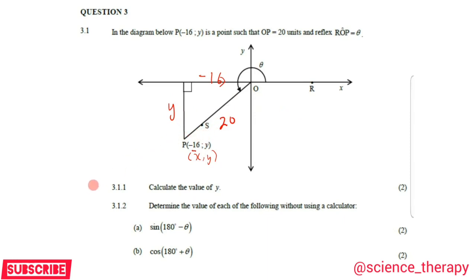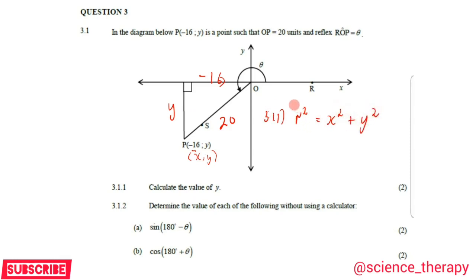Now 3.1.1 says calculate the value of y. As I have indicated in the previous question, you will always have to calculate that missing side. Now how do we calculate that missing side? We calculate it using the Pythagoras theorem. So for 3.1.1 we have r squared is equal to x squared plus y squared, right?